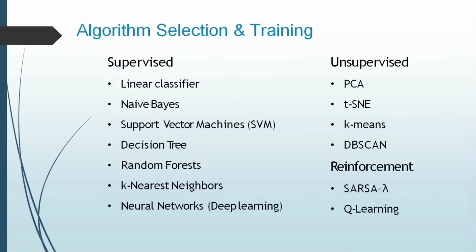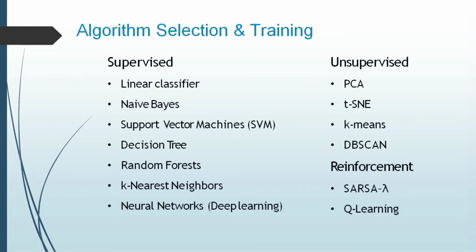The next step is algorithm selection and training. This is the most important step, where machine learning comes into the picture, where we select the appropriate algorithm and train the model. There are different types of algorithms. The video on the different types of algorithms will be in the description as well as in the I section. You can go through the machine learning video series, where you will get all the detailed videos on machine learning.